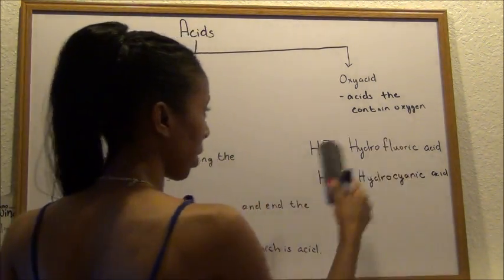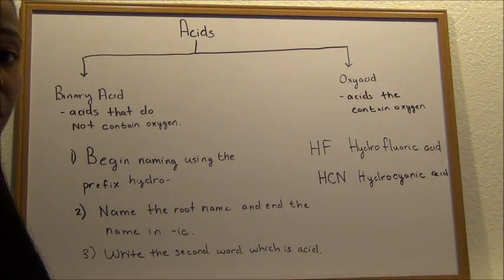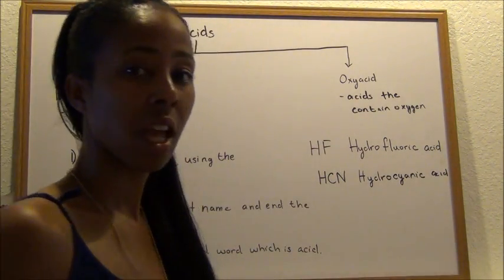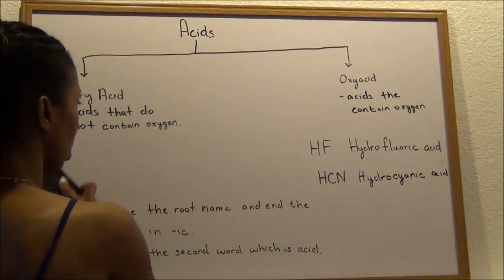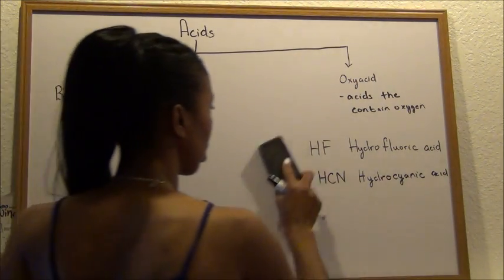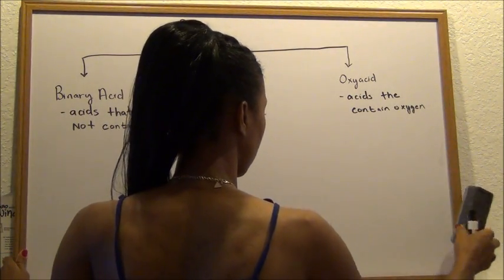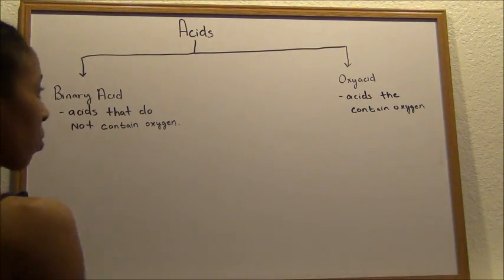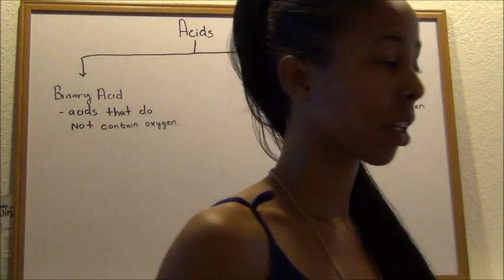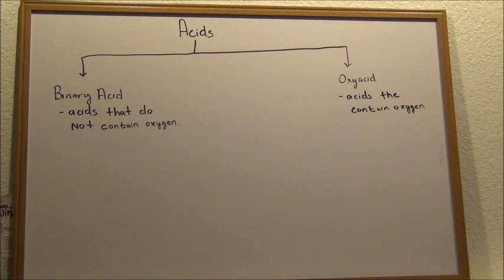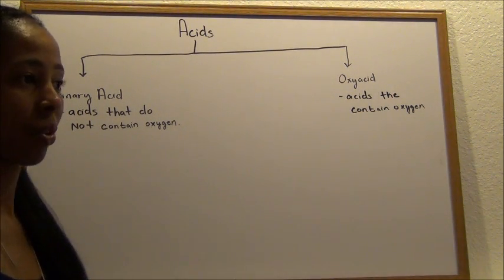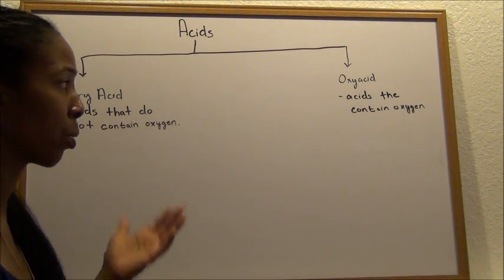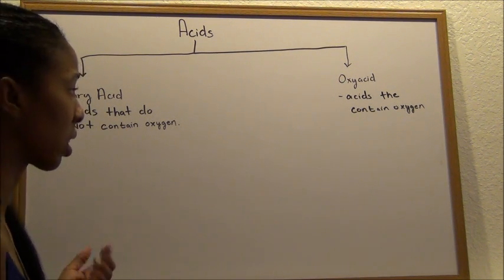Now what if instead of having a binary acid, we had an oxyacid? How would the naming change? Well, the best way to figure this out is you can use a kind of saying that can help you with learning how to name oxyacids.